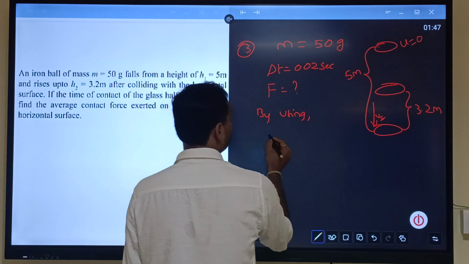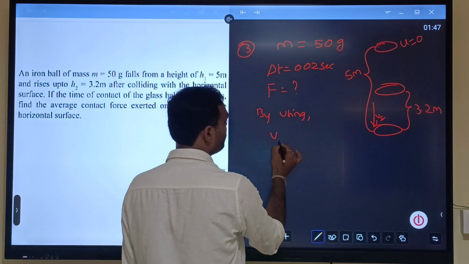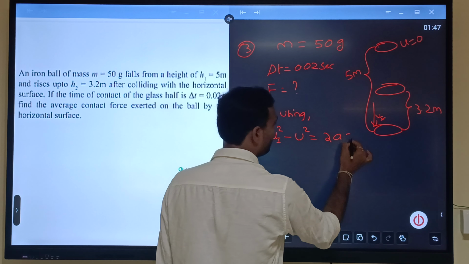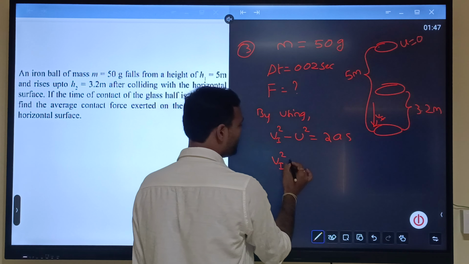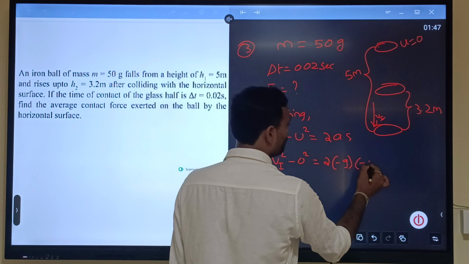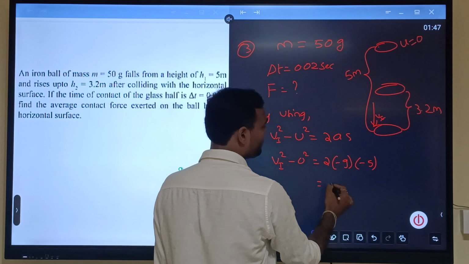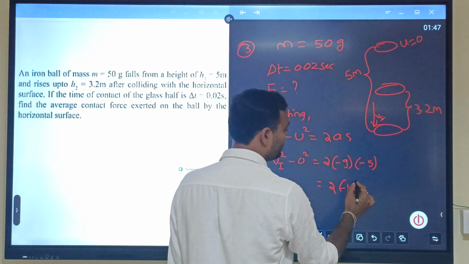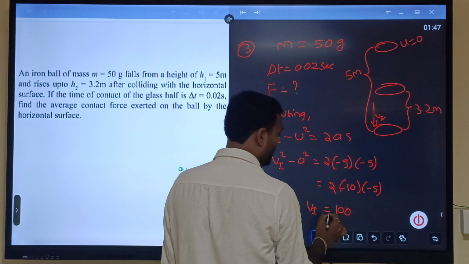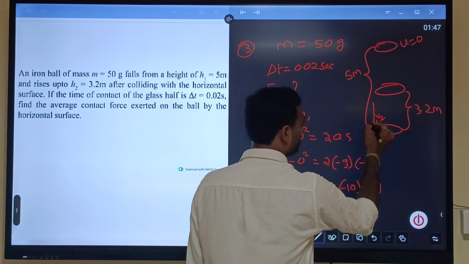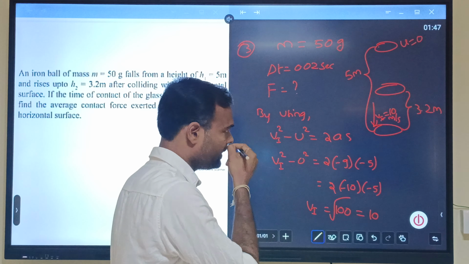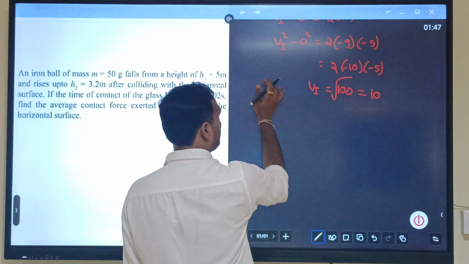Now by using v square equals u square plus 2a s, yes. Now vi square is equal to 0 square plus 2 into minus g into h, where the h value is minus 5. So it is 2 into 10 into 5, which is 100, and vi is under root of 100, equal to 10. So its value is 10 meter per second. And did you notice one point here?